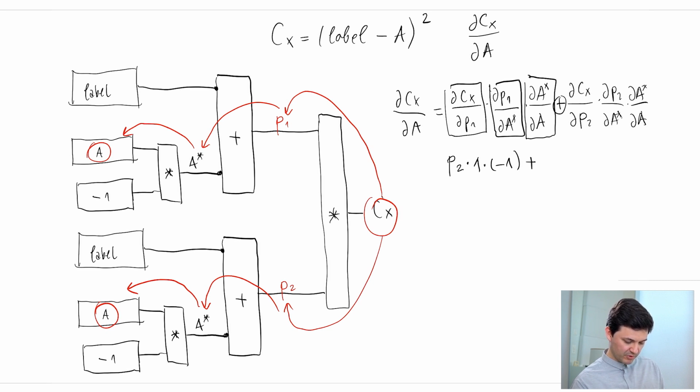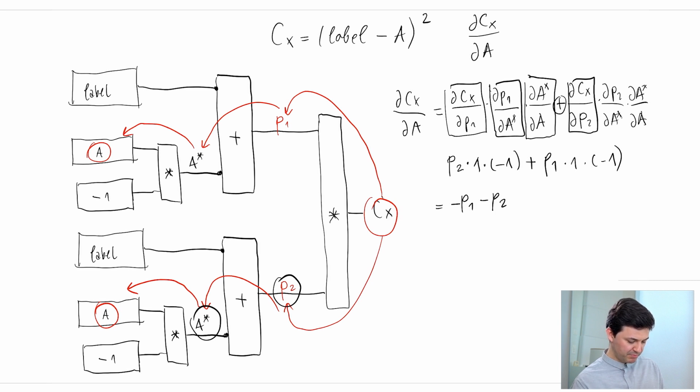And now again, what is the derivative of Cx in terms of P2? Well, it will be P1, just the other element. What is the P2 in terms of A star? It is again equal to 1. And what is A star in terms of A? Well, it is again -1. So what we get is negative P1, negative P2.